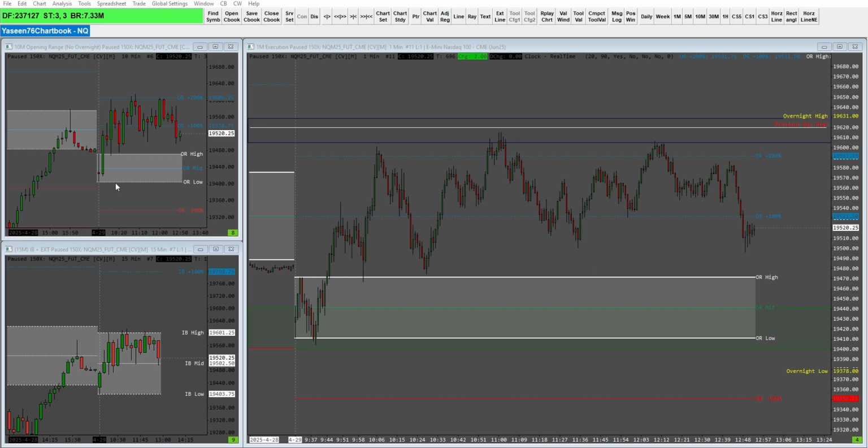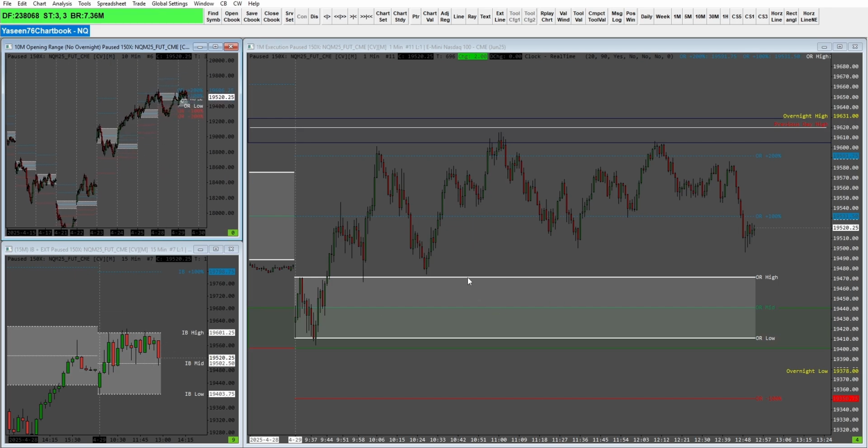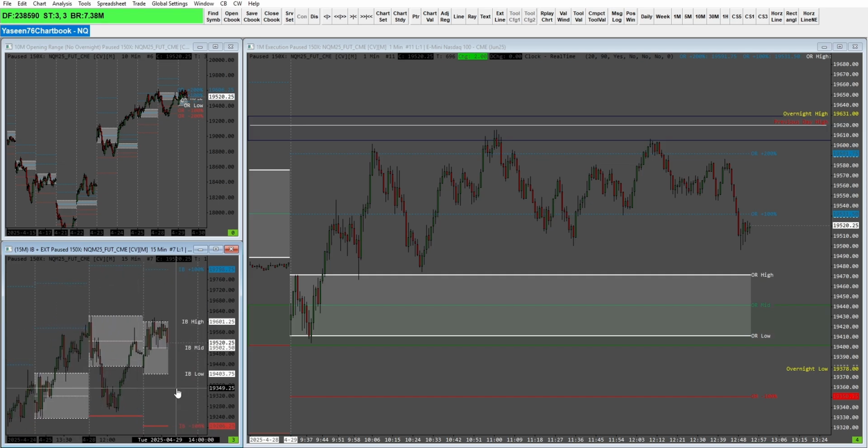So I skipped the first 3 hours. First things first, this is the 10-minute chart, 15-minute chart, 1-minute chart. So 1, 10, 15. Okay. So this is yesterday and this is today. Based on yesterday, we know we're kind of bouncing in the same range.